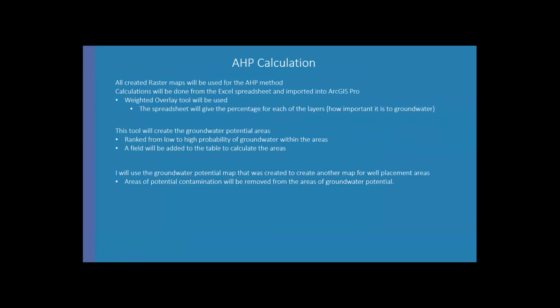Now that my Excel calculations are completed and I get a good percentage, my thematic maps are also completed with classes 1 through 5. I can now use ArcGIS to create my final groundwater probability map. I will use a weighted overlay tool to apply my weights. I will use an Excel spreadsheet to enter the percentages into the tool for each of the maps.